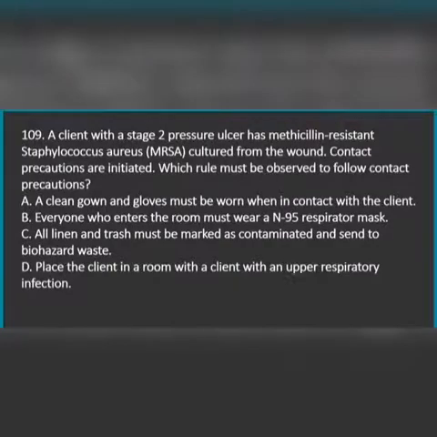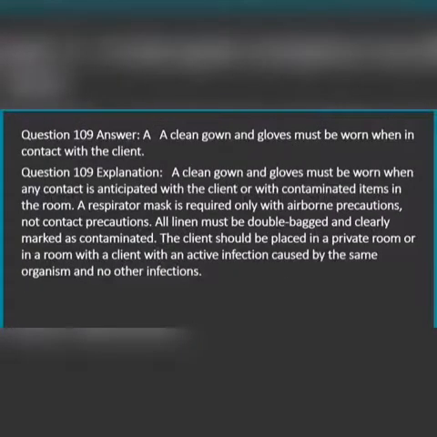A. A clean gown and gloves must be worn when in contact with the client. B. Everyone who enters the room must wear an N95 respirator mask. C. All linen and trash must be marked as contaminated and sent to biohazard waste. D. Place the client in a room with a client with an upper respiratory infection. Question 109. Answer: A. A clean gown and gloves must be worn when in contact with the client.